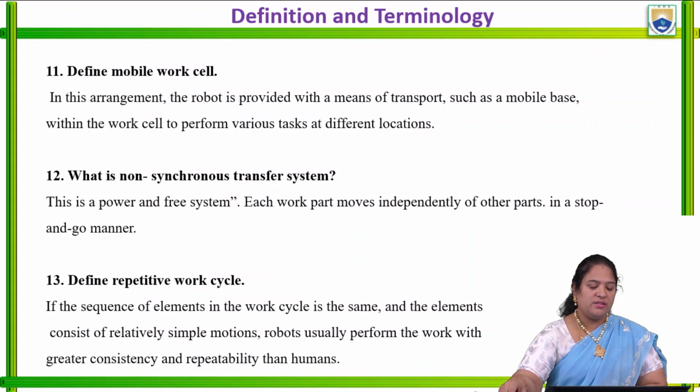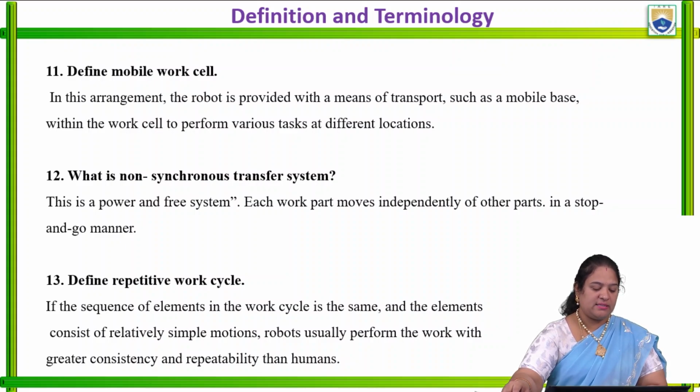Right. What is a non-synchronous transfer system? A non-synchronous transfer system is a power and free system where each work part moves independently of other parts in a stop and go manner. That is known as the non-synchronous transfer system. A system acting in a stop and go manner, independent of the other parts, and which provides a power and free system, is known as the non-synchronous transfer system.